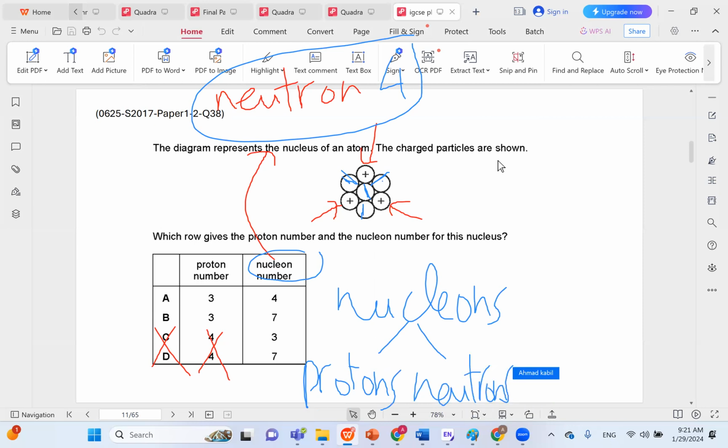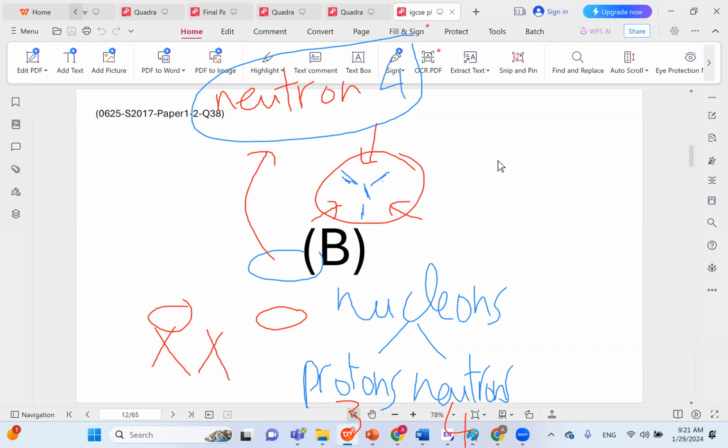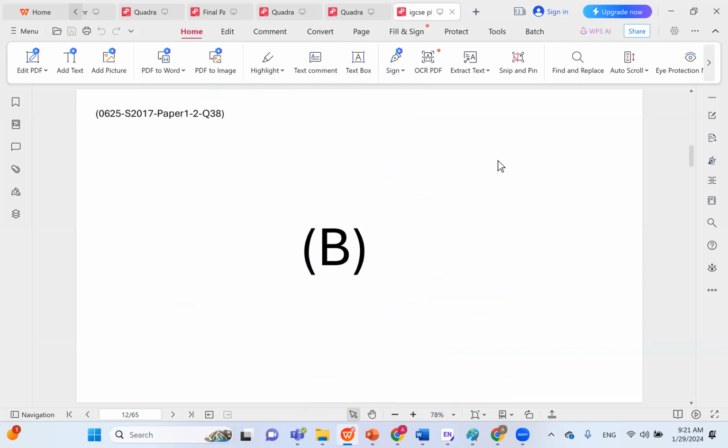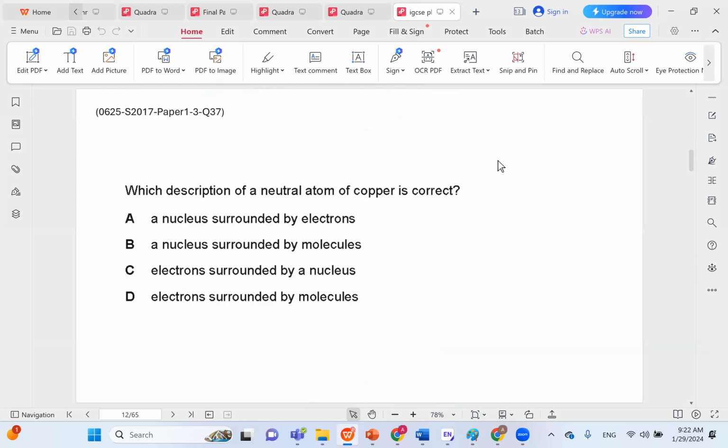Nucleons are basically the bodies inside the nucleus. So how many protons do we have? We have 3 protons and we have 4 neutrons. So the correct answer here would be the 7, not the 4. The total number of nucleons is 7, basically the total number of balls in the diagram. And we have 7 balls, so B is the correct choice. Beware of the difference between neutrons and nucleons because they're not the same thing.